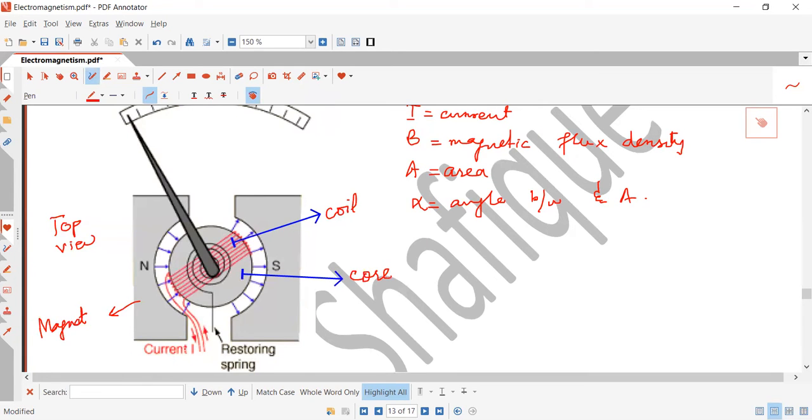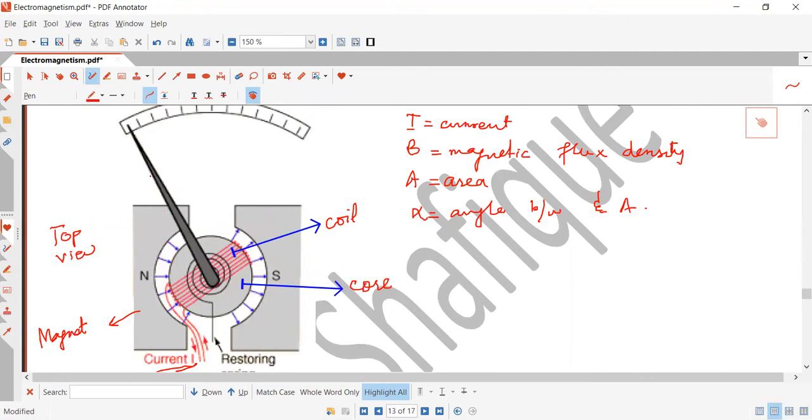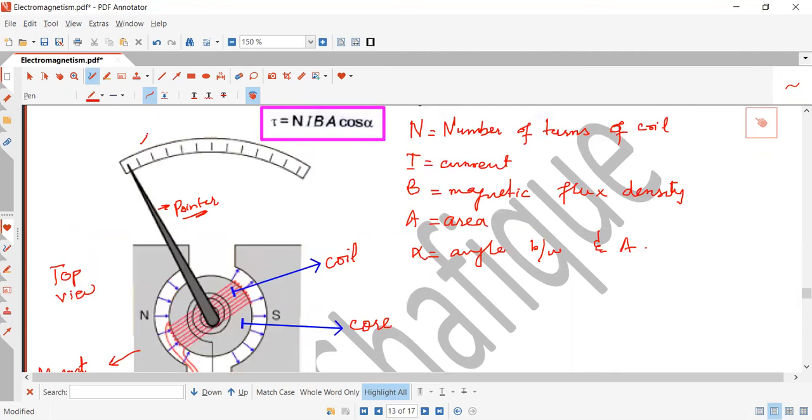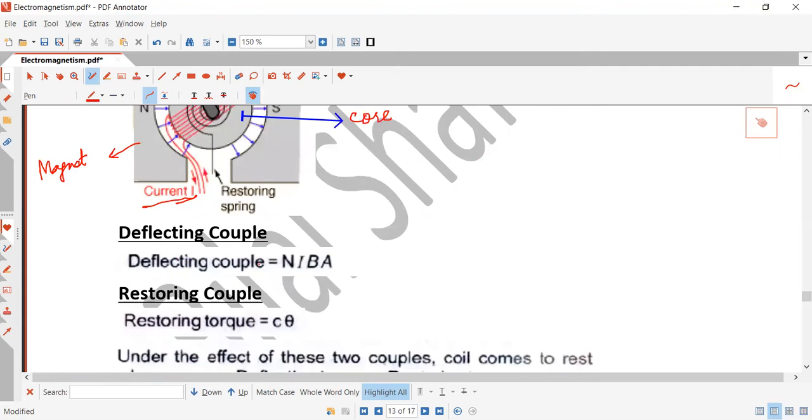Okay, so the current is entering from here. Here is the current, students, right? And when this current passes through this coil, a couple or torque acts on it, and this coil moves. We have a pointer connected to that coil. The pointer also moves, and the pointer is pointing on a scale, which is giving us the reading, right? Okay. So what is the deflecting couple, students? The formula of the deflecting couple is this, NIAB sin alpha.